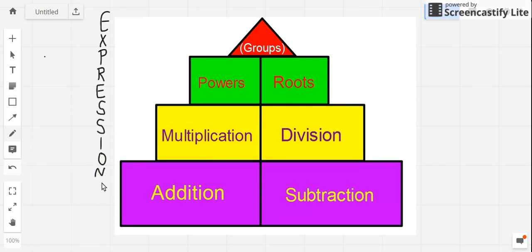So on my poster on my wall, on the left side, I have expressions. It's typed out because my handwriting is horrible. It starts at the top and it works its way down. And that's your order of operations, right? They start at the top and they work their way down. Expressions start at the top. They start with the most powerful things. So the first thing I look for are groups, right?